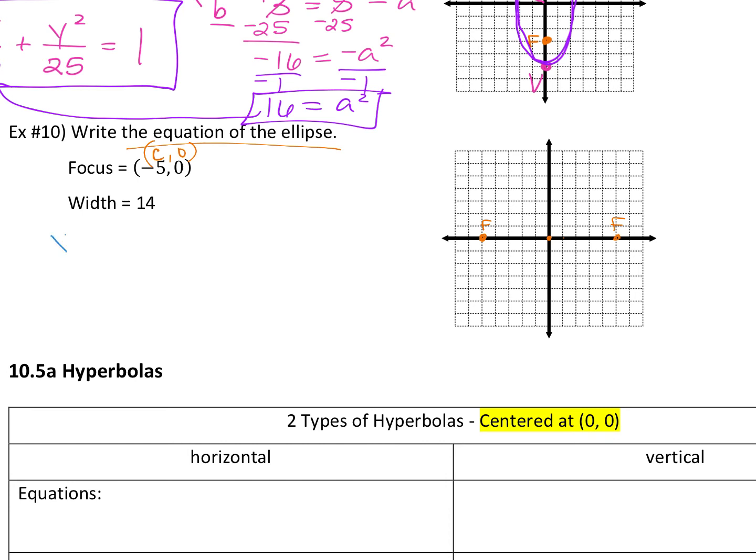So we know the equation is x squared over something plus y squared over something equals 1. We need an a squared and we need a b squared. So let's think about this. If the width of our ellipse is 14, that means from 0, 0, we have to go 7 to the left and 7 to the right, right? The length of our major axis is 2 times our a value. So 2 times 7 would give us 14.